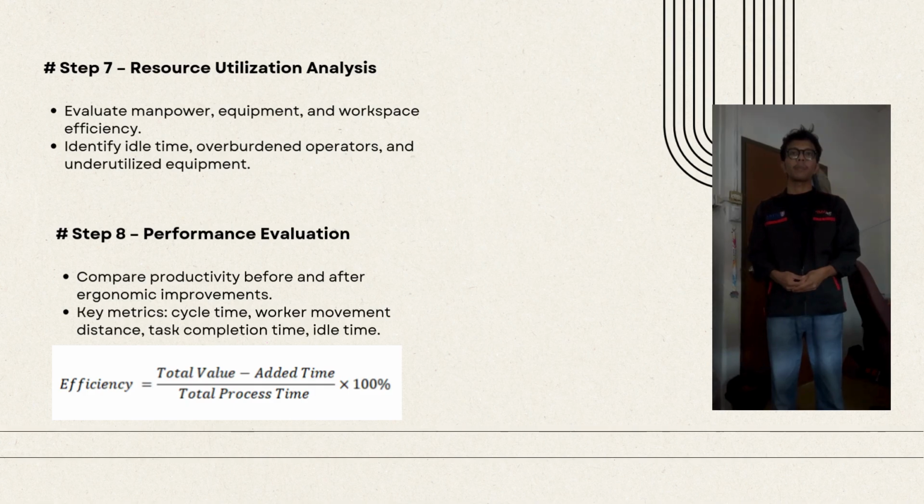For step 8 is performance evaluation. Performance evaluation measures the success of ergonomic and layout changes objectively, showing improvement in efficiency and productivity. As you can see, we can get efficiency from this equation.